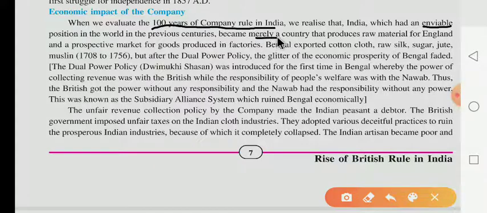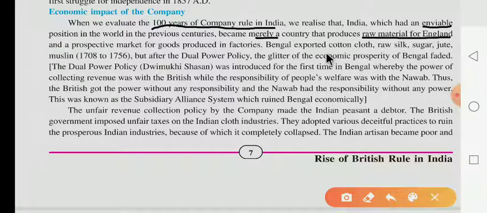India became merely, it means only, a country that produced raw material for England. Within 100 years of British rule, India became only a country that produced raw material for England, and a prospective market for the goods produced in factories.